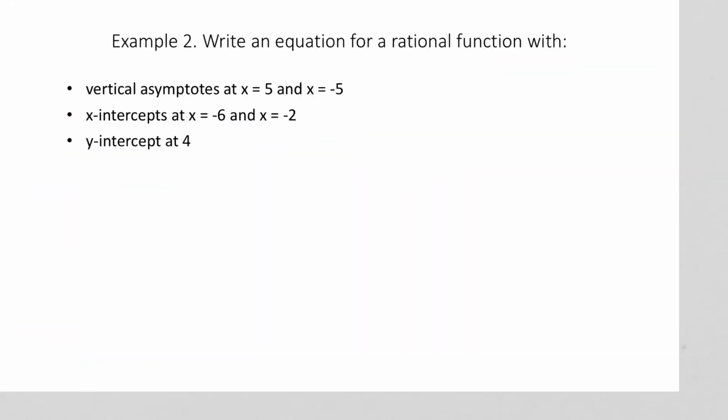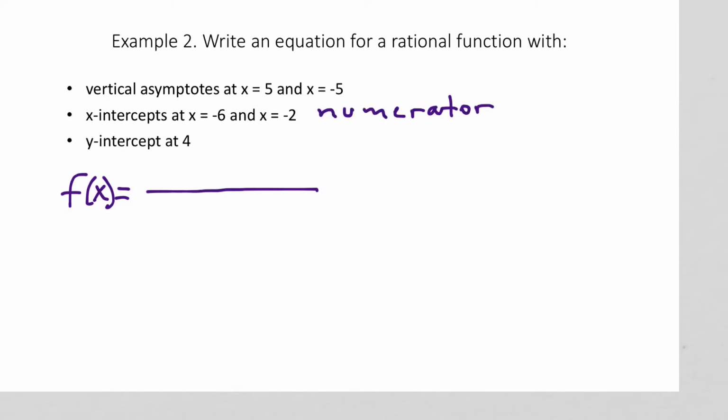So this example says, write an equation for a rational function with the vertical asymptotes at 5 and -5, x-intercepts at -6 and -2, and a y-intercept at 4. Okay, so we're going to end up with the function f of x with a numerator and a denominator. In order to get your numerator, you want to look at the x-intercepts. From the zeros or the x-intercepts, we can build the factors. So for x is equal to -6, we have x plus 6.